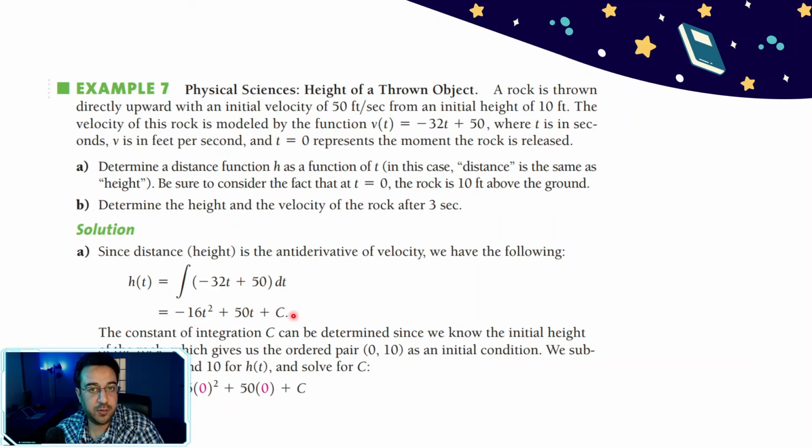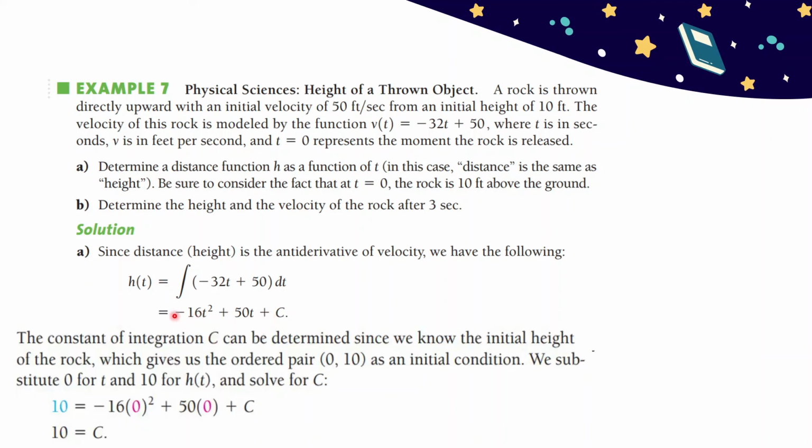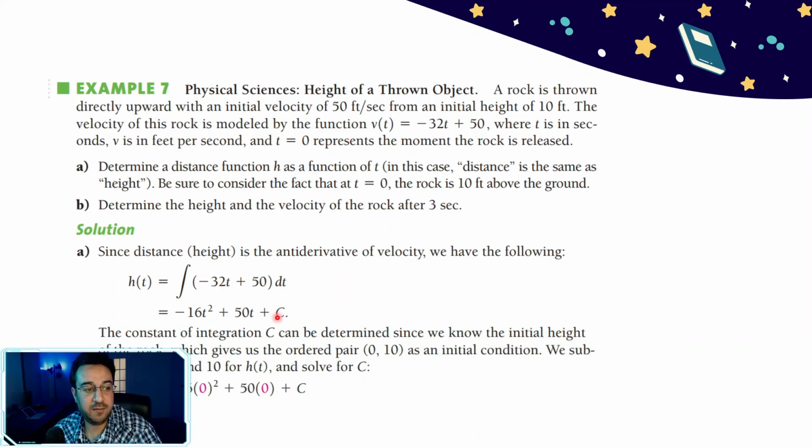Now we already know that we started with a height of 10 that we can plug in here instead of h of t, and we have the time 0 at the moment the rock was released. So if we plug these in, then we can find the constant c equals 10. You go back here, you plug in the 10 instead of c, and you will be considered as having fully solved part A of the example.